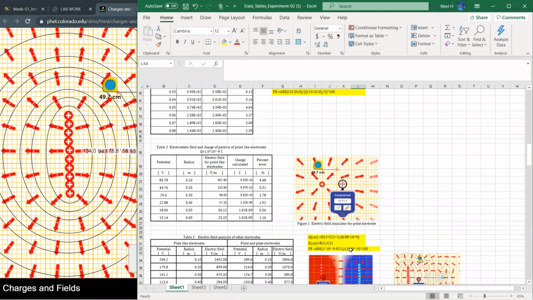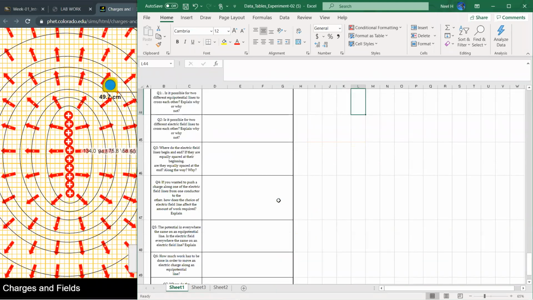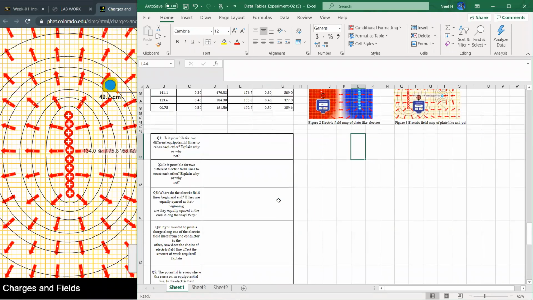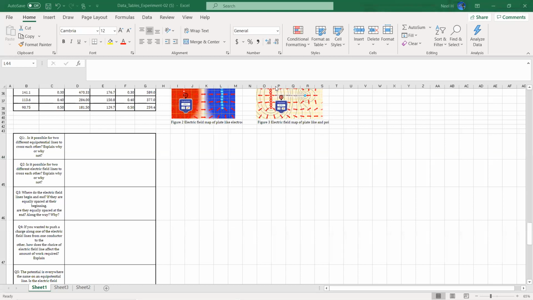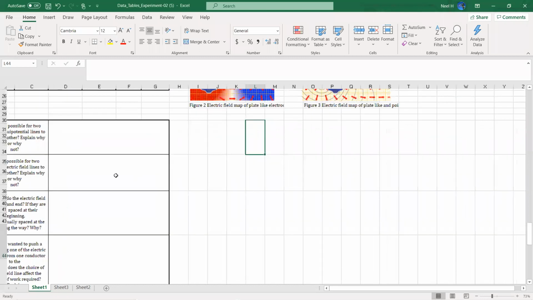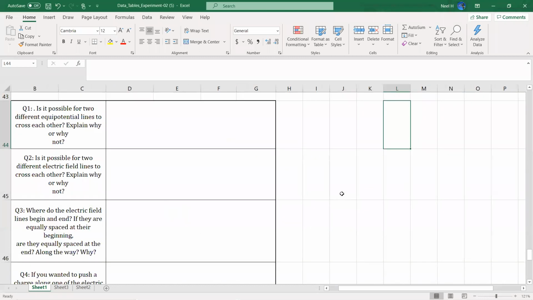3 tables, and the last table is not a data table or anything. It's just asking a little bit of extra questions. Those questions are from your lab manual. The very end of the lab manual has these questions. Let's go through those, then we can stop from there.